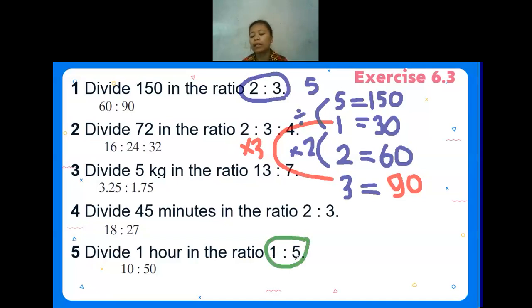have to do is find the total for the ratio. For example, in question 5, the ratio is 1 to 5. So the total is 6. So you will have 6 is equal to 1 hour. Because in a ratio we cannot use a fraction, you can change the 1 hour into 60 minutes. When 6 is equal to 60 minutes, 1 will be equal to 10 minutes. And then the 5 will be equal to 50 minutes. That's why the answer will be 10 to 50 for question 5.